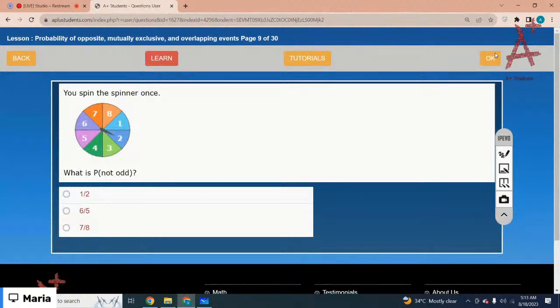You spin the spinner once. What is the probability of not odd? You can see there are 8 numbers on the spinner from 1 to 8, right? 4 of them are even and 4 of them are odd and 4 of them are not odd. So the correct option is 1 over 2.